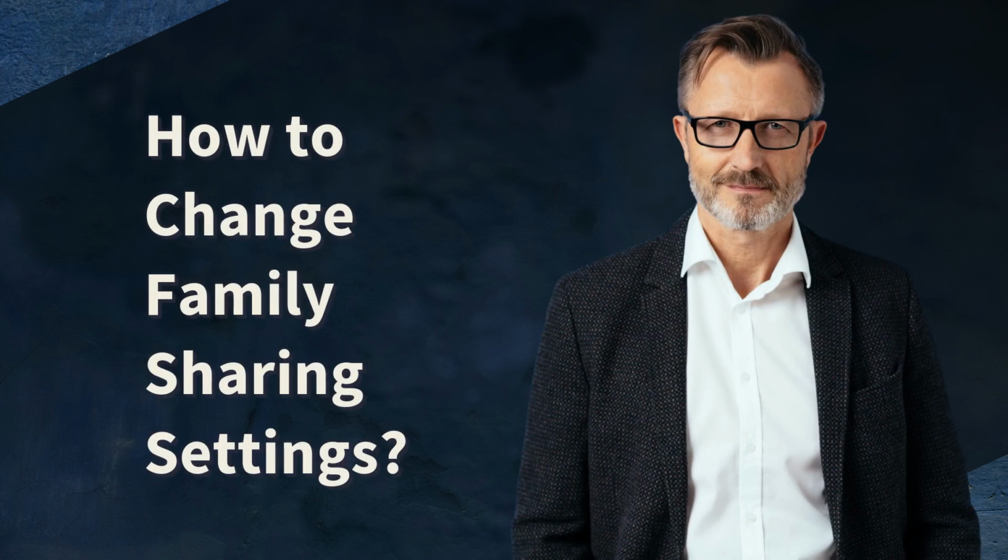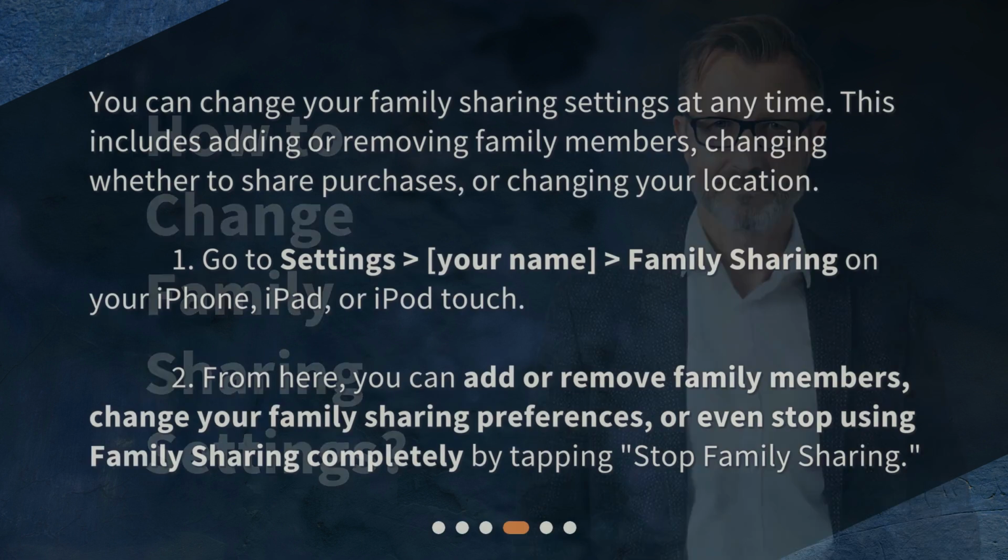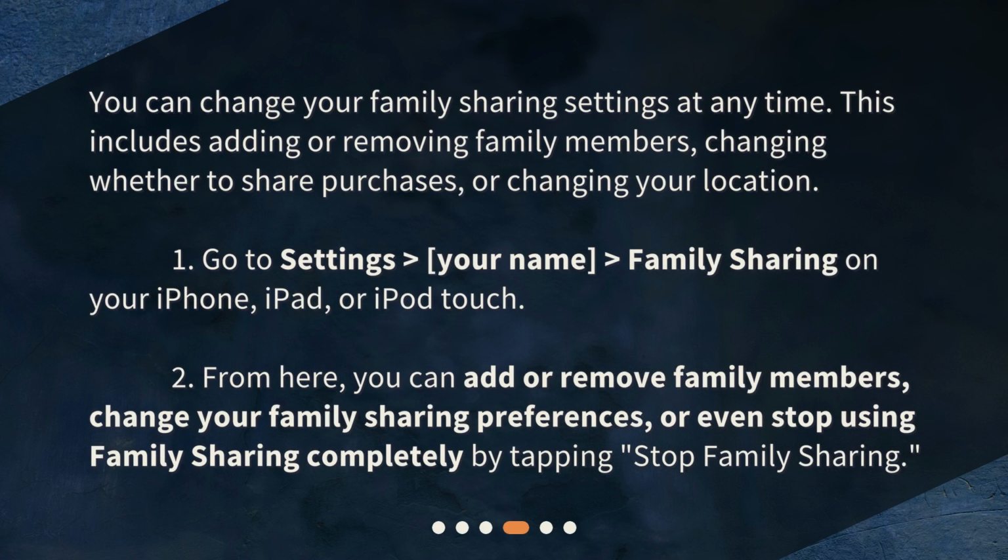How to change family sharing settings? You can change your family sharing settings at any time. This includes adding or removing family members, changing whether to share purchases, or changing your location. 1. Go to Settings > Your Name > Family Sharing on your iPhone, iPad, or iPod Touch. 2. From here, you can add or remove family members, change your family sharing preferences, or even stop using family sharing completely by tapping Stop Family Sharing.